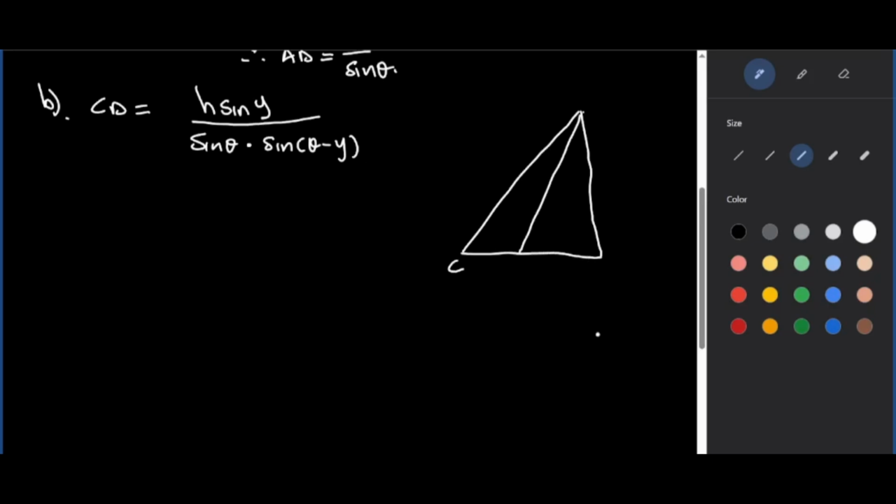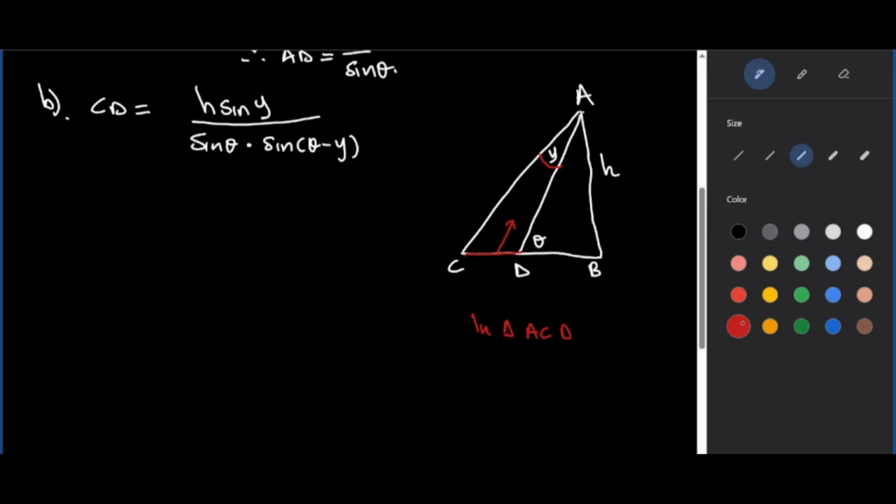So this is C, D, B, and this is A. We are given that the length is H and this angle here is y. This is my theta. Do you see where CD is? Yes, I see where CD is. Exactly. If I'm looking for this side, I'm going to use the opposite angle, which is y. So we need to focus on triangle ACD. You understand? So in triangle ACD, then what else?